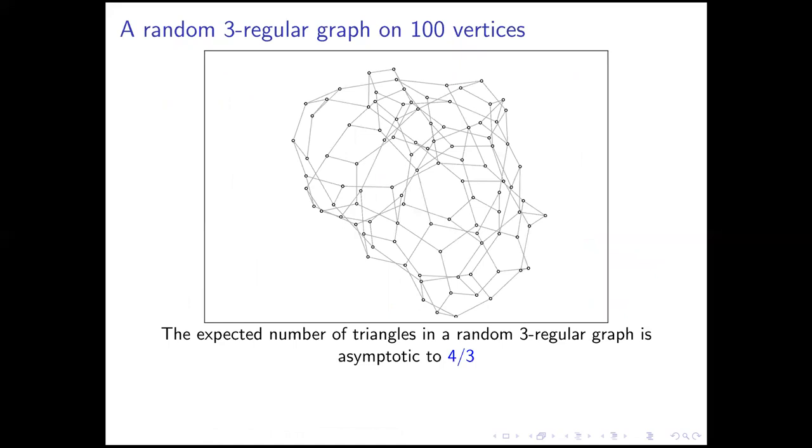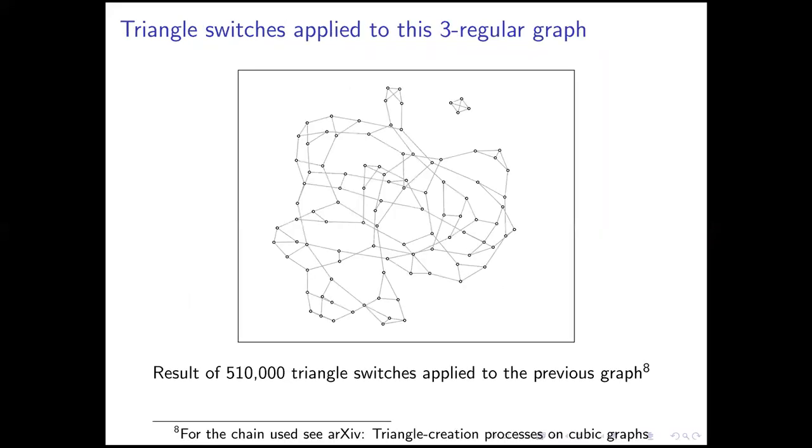Okay, here's a picture of a three regular random graph on 100 vertices. It hasn't got many triangles. I think you can see one somewhere on the right. Then we ran the switch chain on this for some number of moves, 510,000 moves, and the graph looks like this.